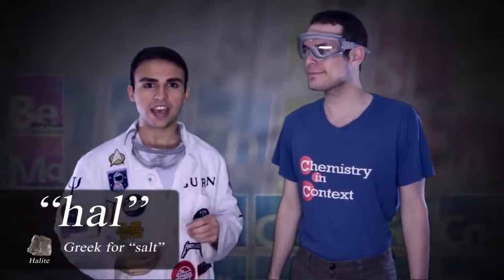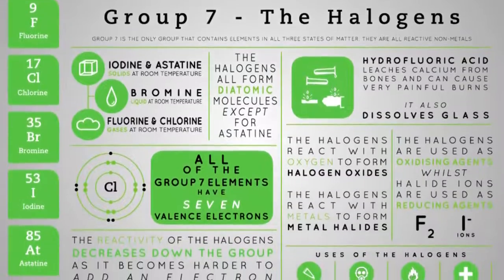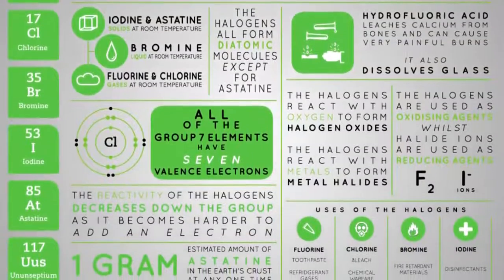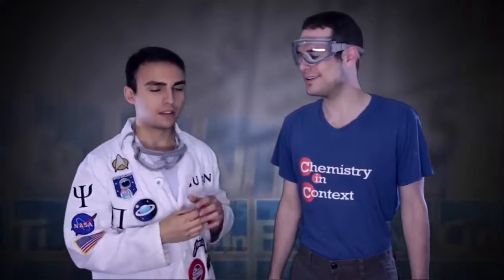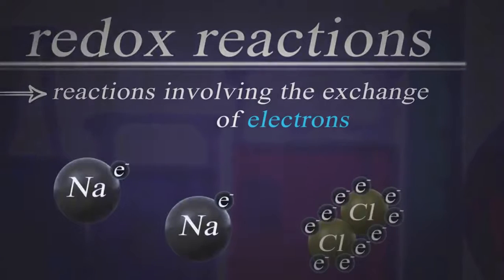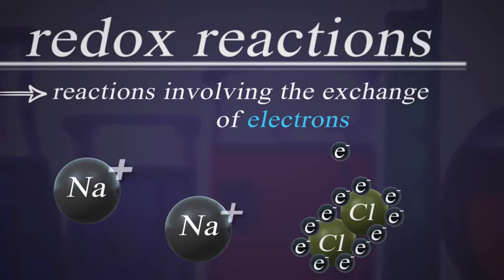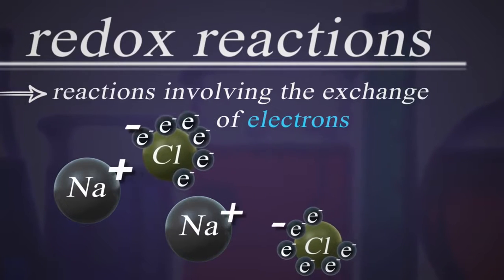Halogen comes from the Greek words hal, meaning salt, and gen, to produce. They form compounds called salts, the most famous, of course, being sodium chloride. And that's exactly what each of these reactions were. They were redox reactions, in which elemental sodium gave up an electron and each halogen accepted an electron, making the atoms ions and giving them each 8 valence electrons.